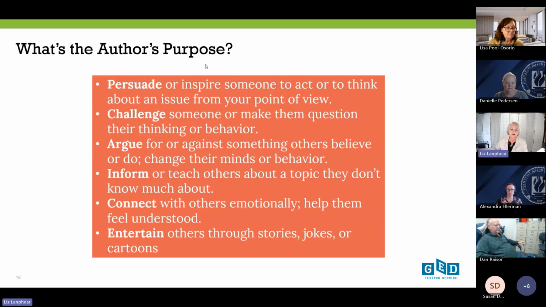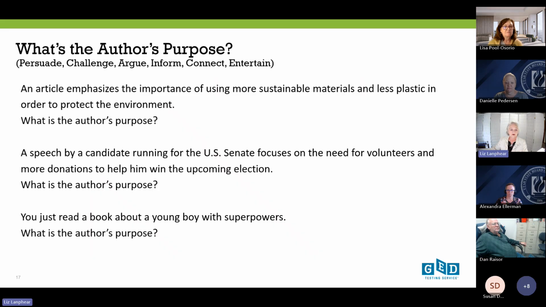So the author's purposes are varied. So here are some ideas of what the author's purpose may be: to persuade, challenge, argue, inform, connect, and entertain. So keep those in mind when you're reading something and ask them to determine what was the author's purpose. So here's a couple for you guys. An article emphasizes the importance of using more sustainable materials and less plastic in order to protect the environment. What is the author's purpose? Is it to persuade, challenge, argue, inform, connect, or entertain?